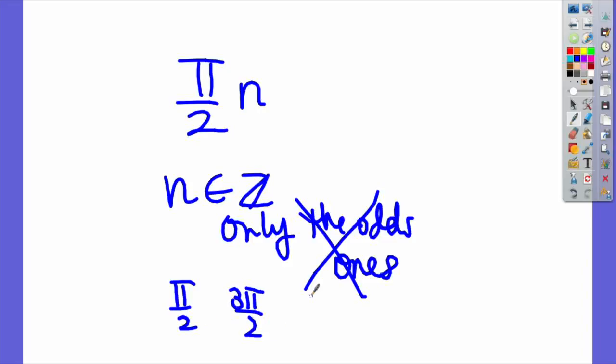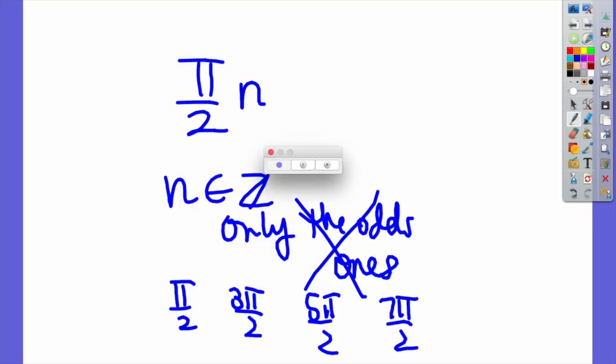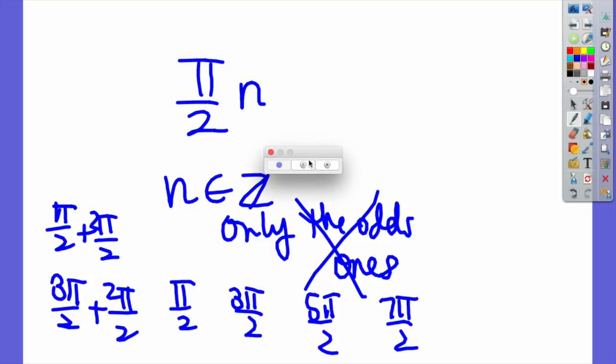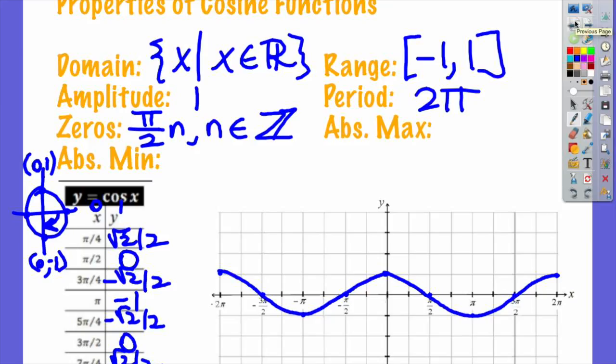Pi over 2. And what do you think the next one's going to be? And what do you think the next one is going to be after that? Plus pi. You're adding pi every time. That's how you're going to each one. So it's pi over 2n plus pi. Those are your zeros.